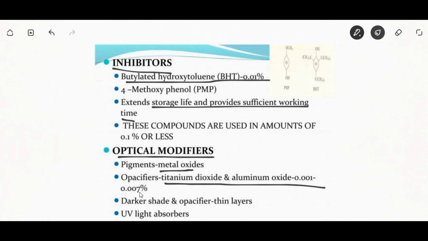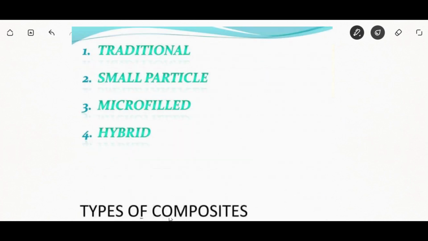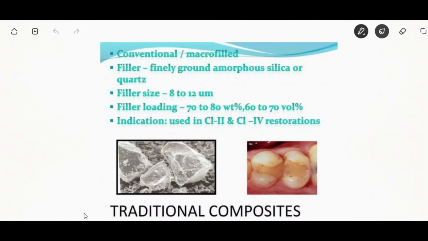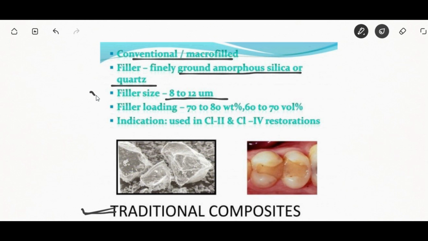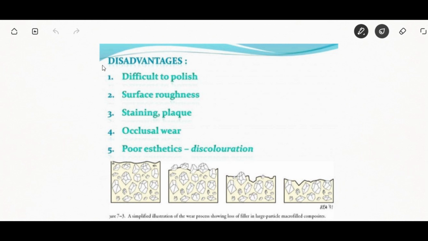Now let us discuss the types of composite. They can be traditional, small particle, microfilled or hybrid. The traditional composite, or the conventional or macrofilled composite, consists of filler that is finely ground amorphous silica or quartz. The filler size is 8 to 12 micrometer. They are indicated in class 2 and class 4 restorations. What are their disadvantages? They are difficult to polish. They have surface roughness, staining, show occlusal wear and show poor aesthetics.